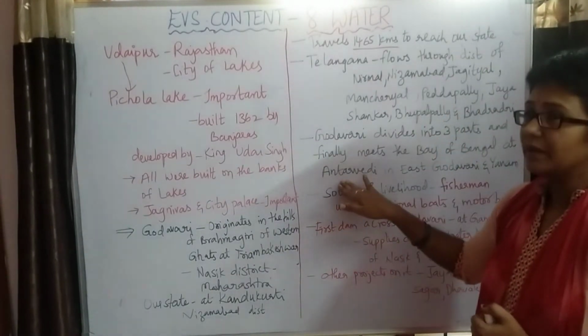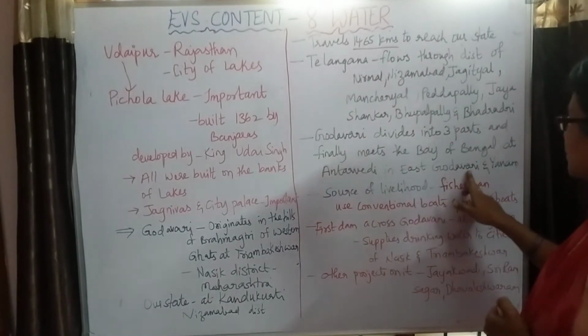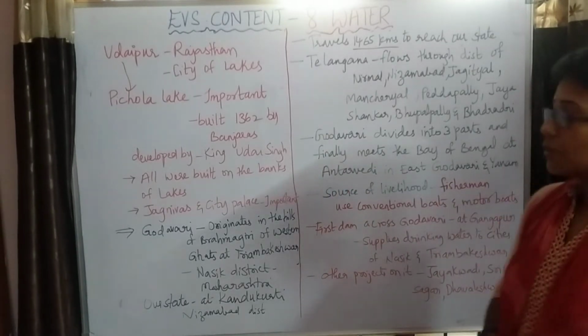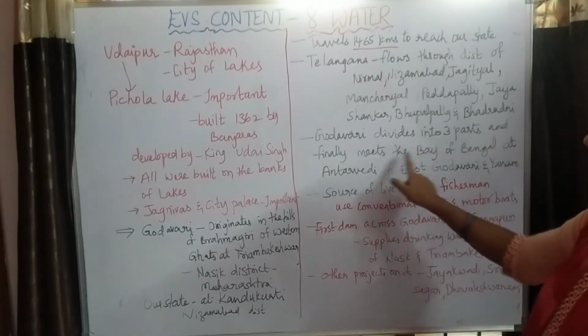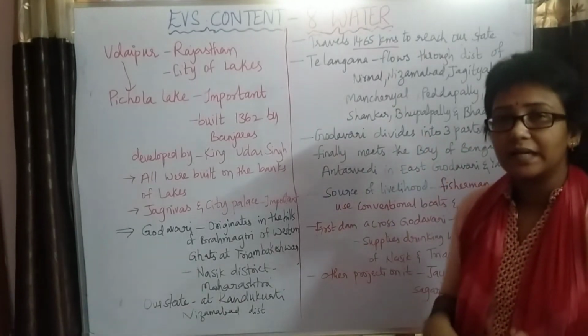It meets the Bay of Bengal at Antarvedi in East Godavari and Yanam. So the Godavari divides into three parts, and finally meets the Bay of Bengal at Antarvedi and Yanam.